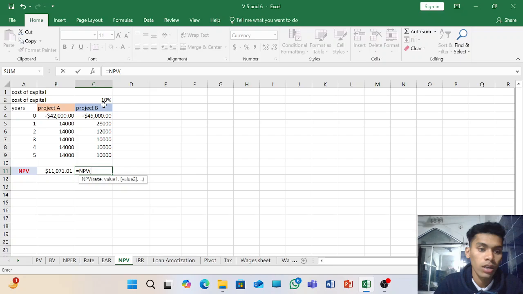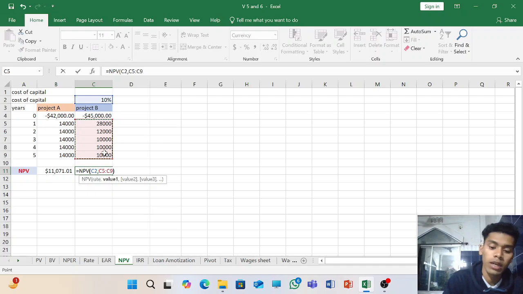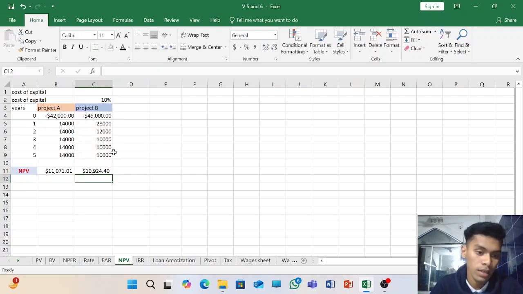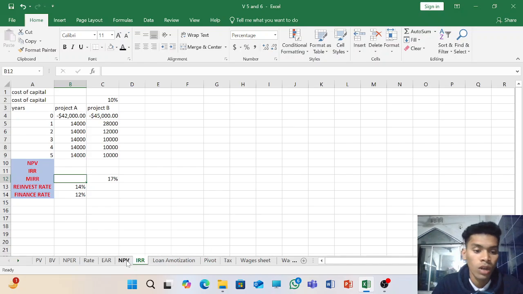Now we find the project B NPV equal NPV, double click, cost of capital rate is 10%, comma, and cash flow, bracket close, plus, and initial investment. Okay, and enter. We can see that the project B NPV is 10,924.40.